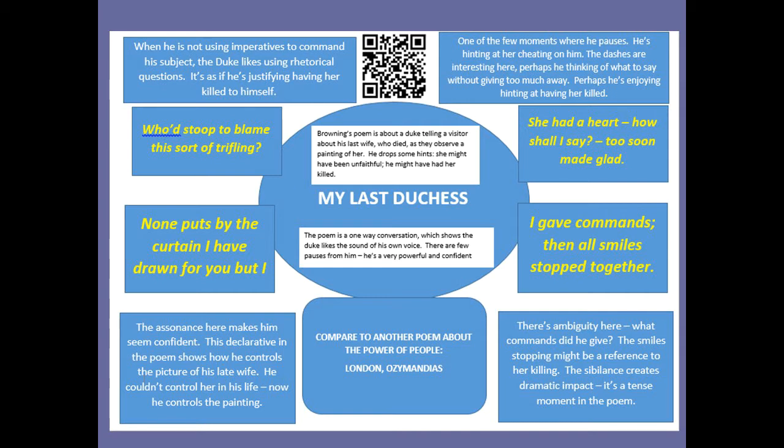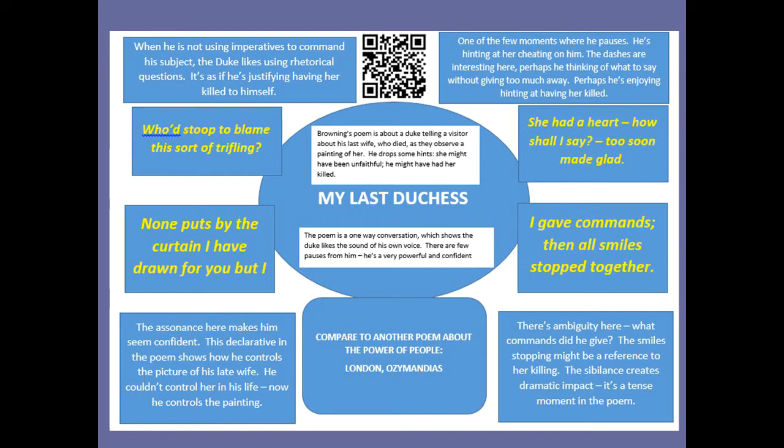"Who'd stoop to blame this sort of trifling?" So when he's talking about her trifling, he's talking about the fact that she didn't really respect his authority, his title, his power. And he's saying, who would put up with that? "Who'd stoop to blame this sort of trifling?" And the use of this rhetorical question here, it's almost like he's justifying to himself his actions if he's been involved in having her killed or her death. So that's an interesting little moment there.